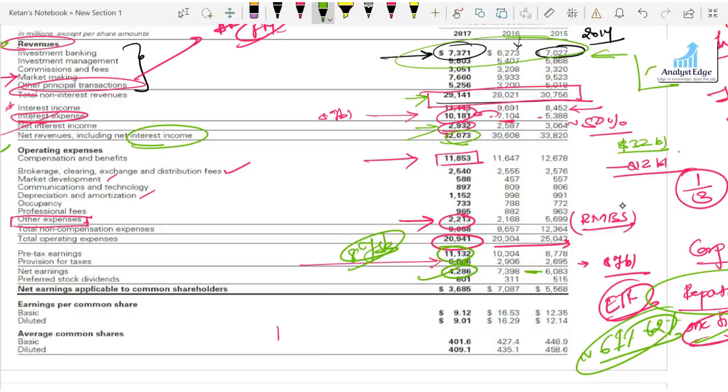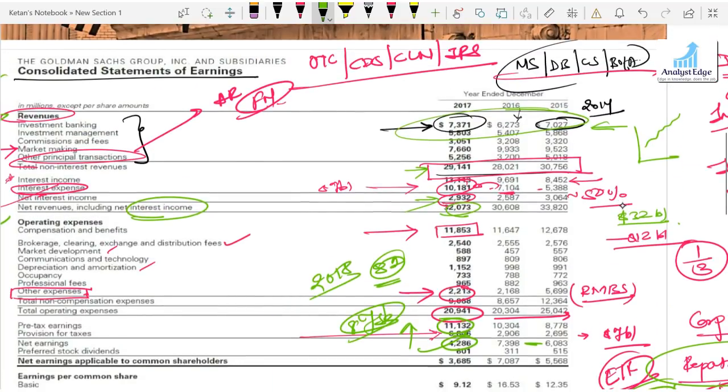But I'm very sure that if you look at the 2018 financial statements, Q1 of Goldman Sachs, you will see there will be a jump in the net earnings, because from now onwards you're going to pay a lower amount of tax. Cool, guys. I hope this helps you.